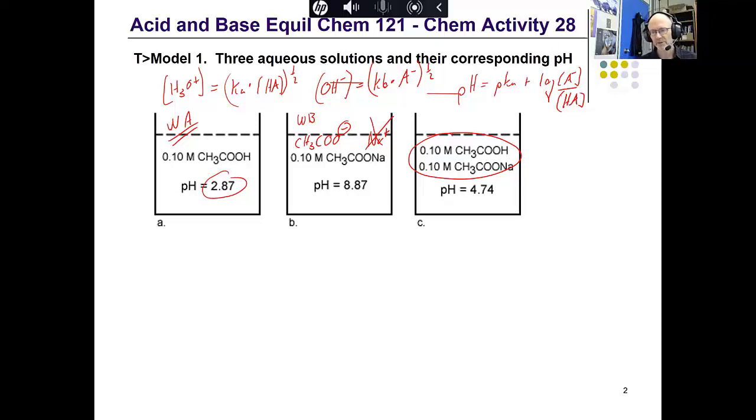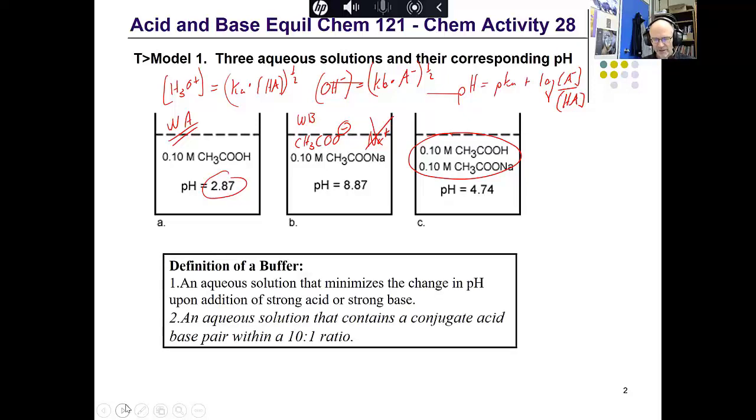So let's unpack that a little bit. But if we now jump down to key question number 1: which of the above solutions are an example of a buffer or a buffer system? And I hope you will agree with me that only one of these beakers has a buffer system. And rather than get you to type in the chat or circle it, I hope it's pretty obvious to you that the one that has a buffer system, the one where the conjugate acid, conjugate base system is within a 10-to-1 ratio, well, it's got to be this guy, right?